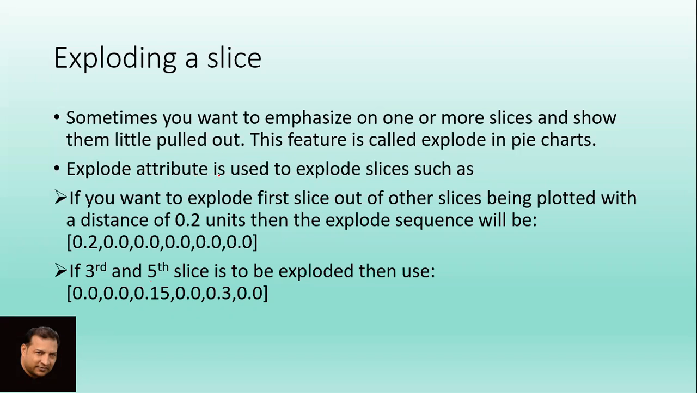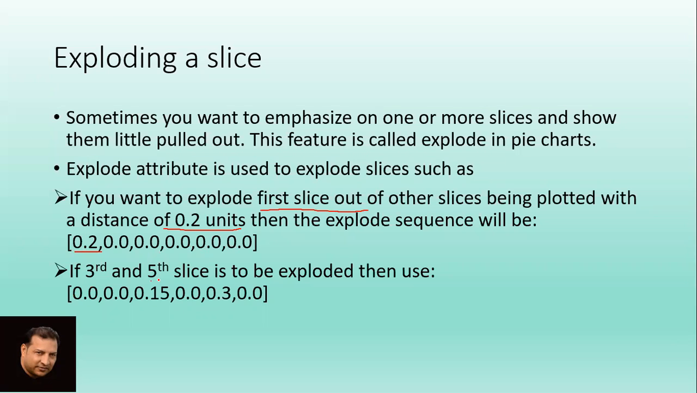Second point, the explode attribute is used to explode slices, such as these 2 examples. If you want to explode the first slice out of the other slices being plotted with a distance of 0.2 units, you will understand automatically how this distance is displayed. Then the explode sequence will be 0.2 and all others you have to specify 0, 0.0, 0.0, 0.0. So we have 6 values, so you have to write 6 values here.